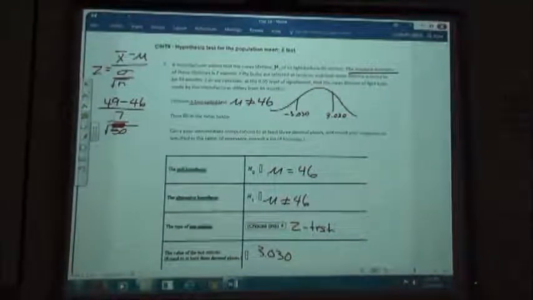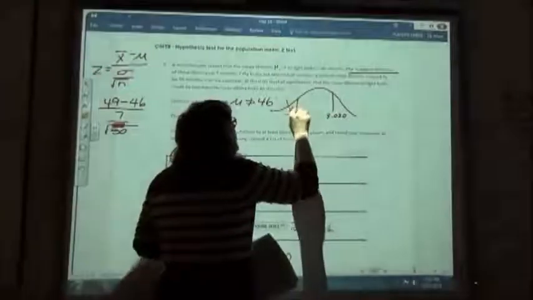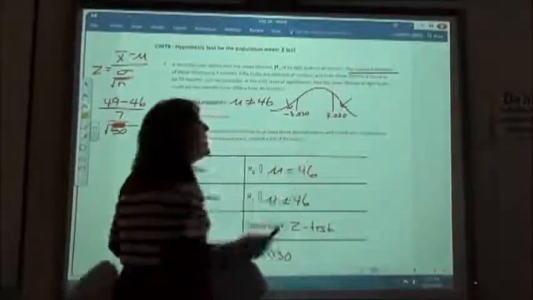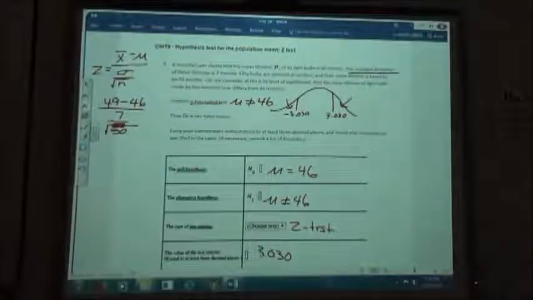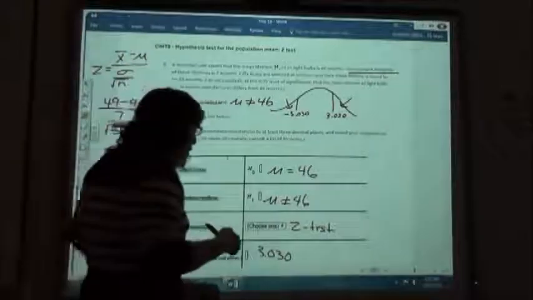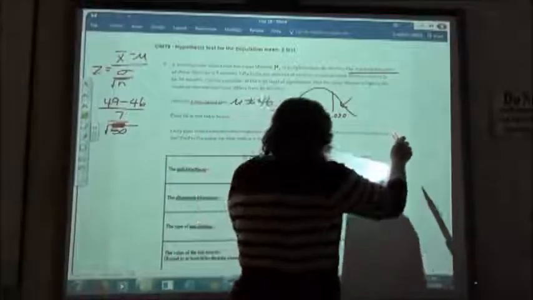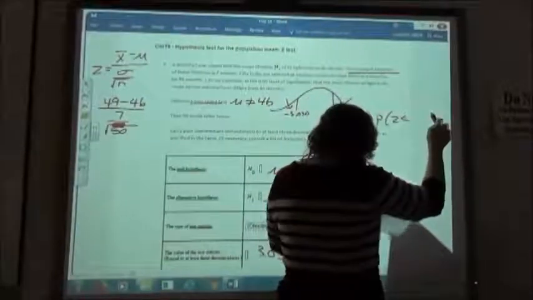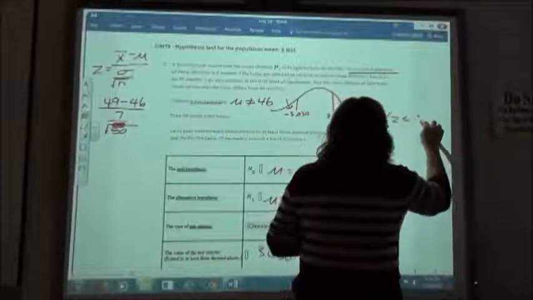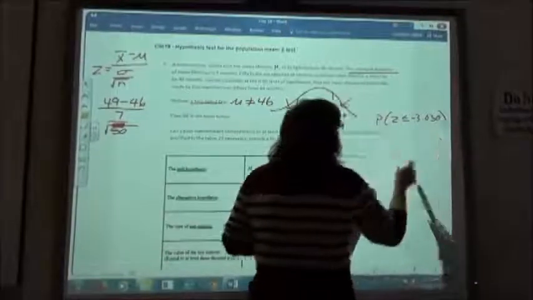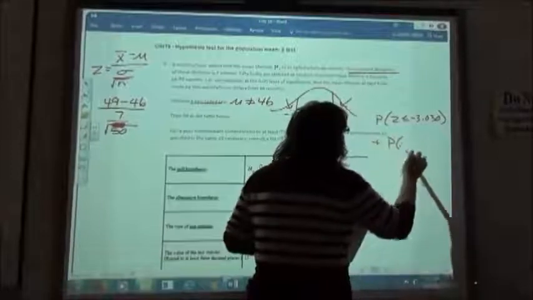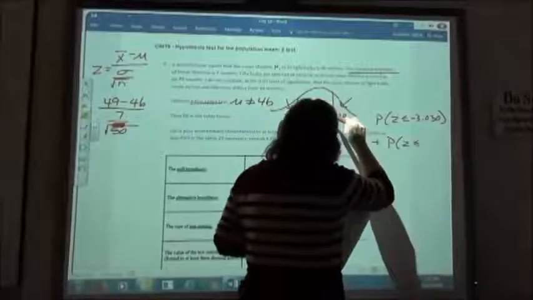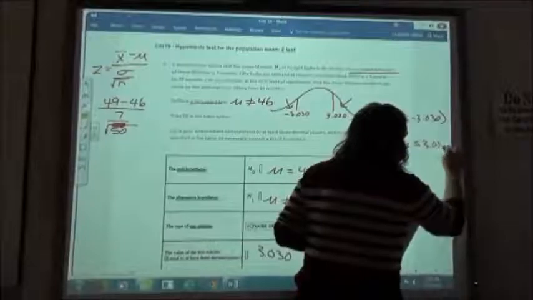Now the next part wants us to find the p-value. When I'm finding the p-value, I'm finding the values in each of these 2 places here. So this is where we have to use the Aleks Calculator. The Aleks Calculator does the less than or equal to. So we're going to do P of Z is less than or equal to the negative 3.030 plus the P of Z is less than or equal to the 3.030.